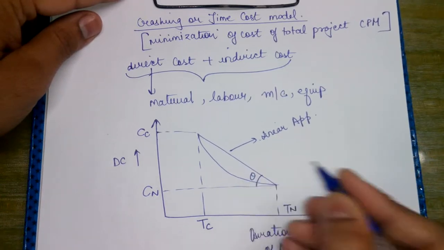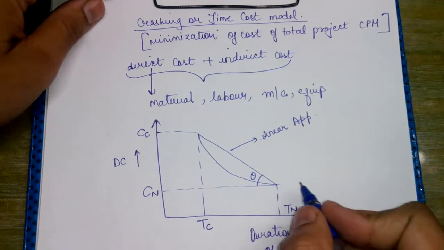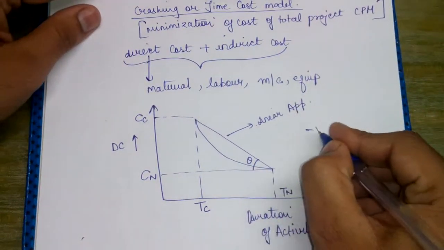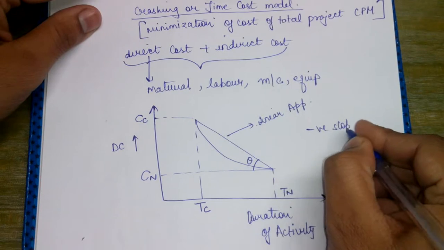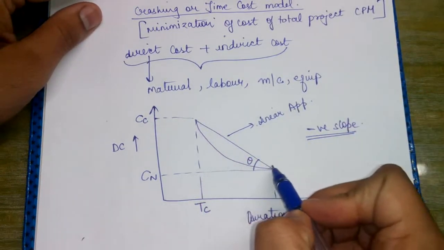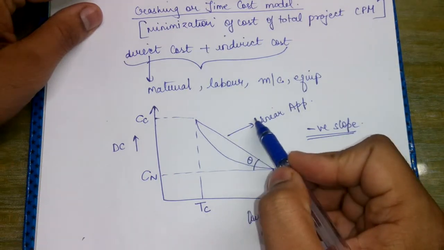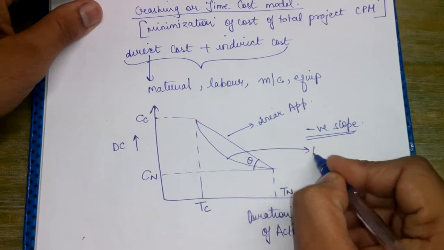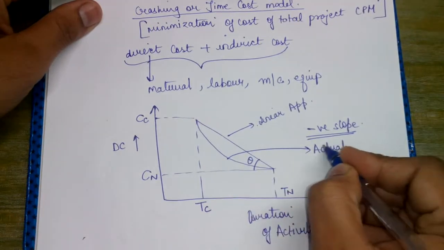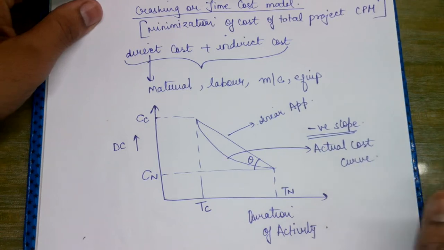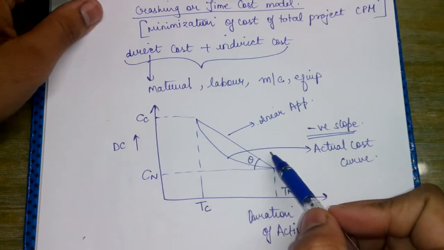This angle is called theta. This line, as you see, has a negative slope. This is the actual curve, whereas this is the linear approximation curve. So this is the actual cost curve, and this is the linear approximation curve.